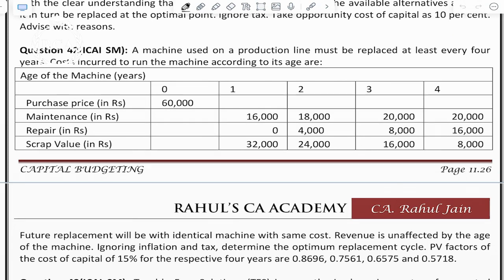In some MBA institutes, instead of discounting the second year cash flow for 2 years, they discount it for 1.5 years because the cash flows accrue uniformly throughout the year. Cash flow is not arising at the beginning of the year or at the end of the year. So first they will discount it for 2 years, then compound it for 6 months. Trial and error.